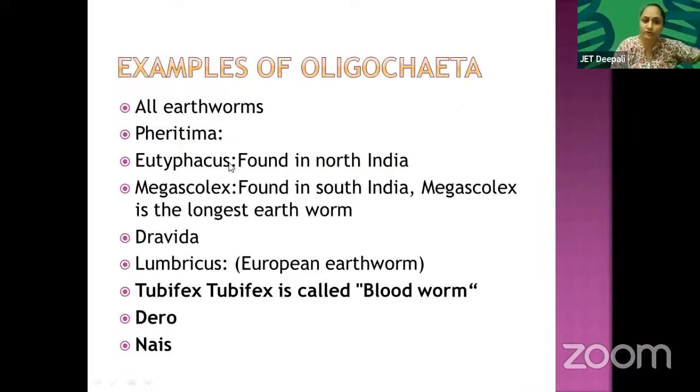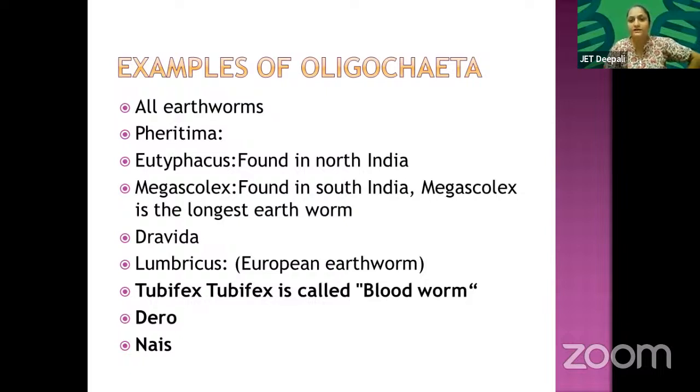Examples of Oligochaeta are all earthworms. Earthworm's name is Pheretima posthuma, found in North India. All these are earthworms. Megascolex, found in South India. Megascolex is the longest earthworm. Dravida, found in the Tamil part of India. Lumbricus, the European earthworm.